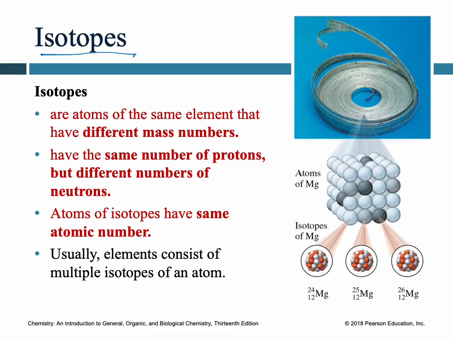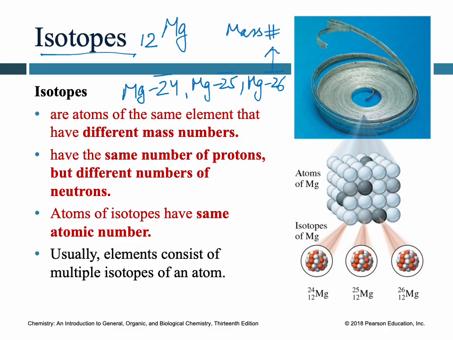For example, magnesium. Magnesium is what? Mg. If you look at the periodic table, atomic number is 12. Atomic number for magnesium will always be 12. We cannot change it. But you can find magnesium as magnesium-24, magnesium-25, or magnesium-26. And what are these numbers? 24, 25, and 26. These numbers are their mass numbers. When you have atoms of the same element with different mass numbers, those are called isotopes. So that is the definition of an isotope: atoms of the same element with different mass numbers.